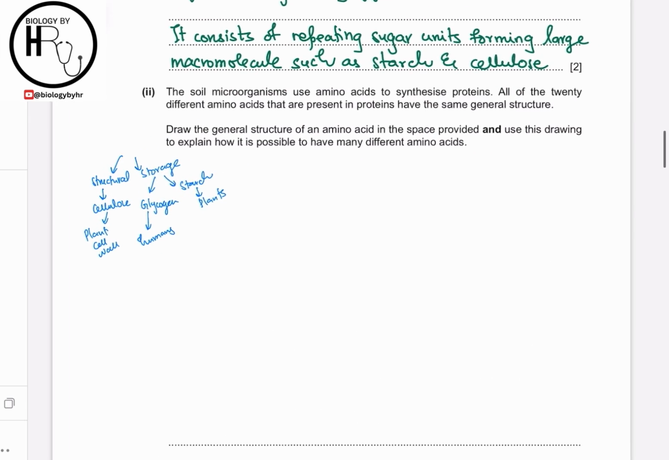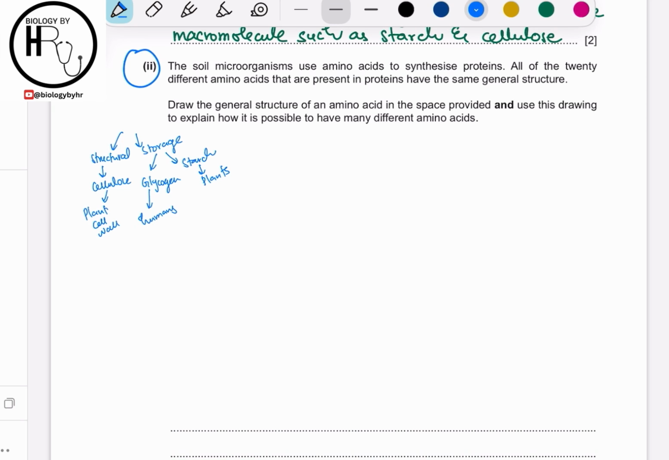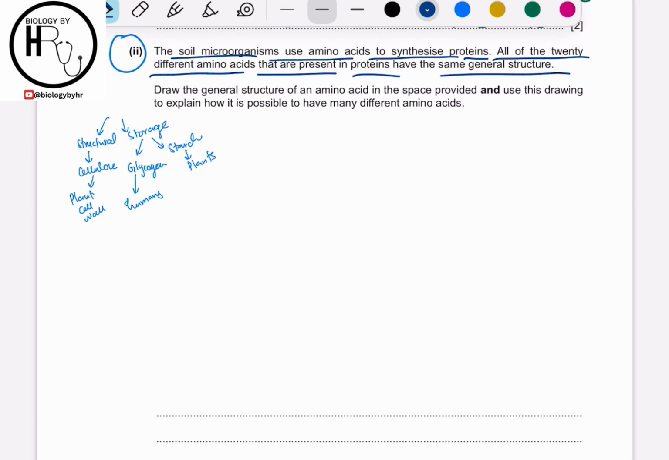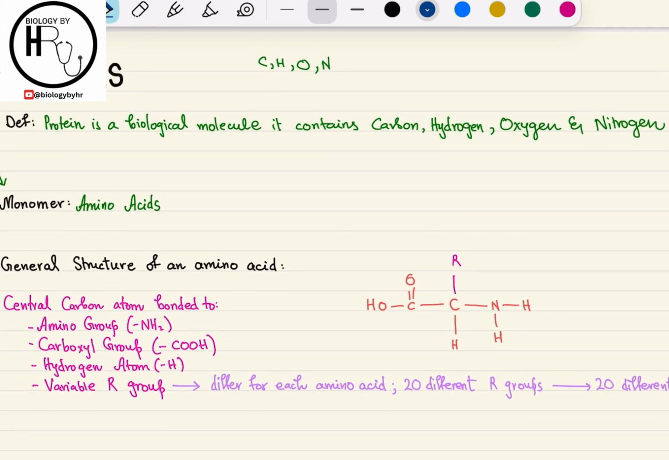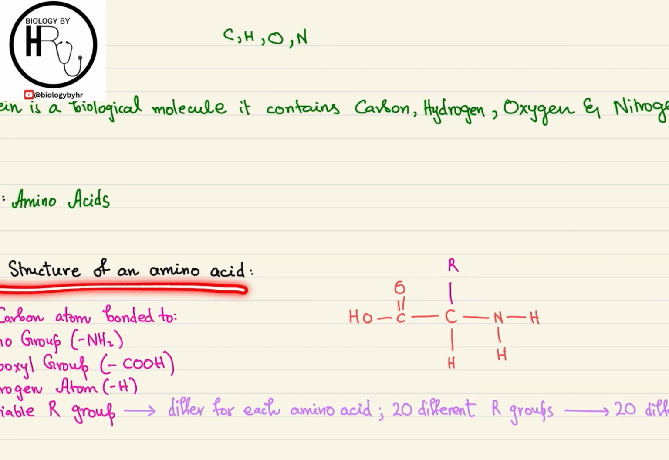Alright, so now moving on to part 2. Part 2 says that the soil microorganisms use amino acids to synthesize protein. All the 20 different amino acids that are present in protein have the same general structure. So we know that almost all of the amino acids have a general structure. Also, if I go back to my class notes on biological molecules, I can show you the general structure of the amino acids that we discussed in our lecture.